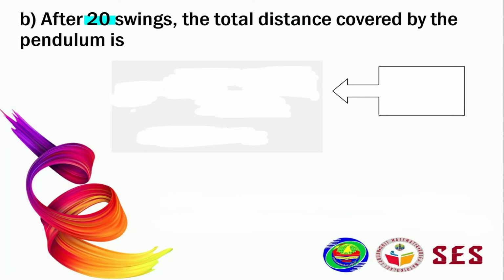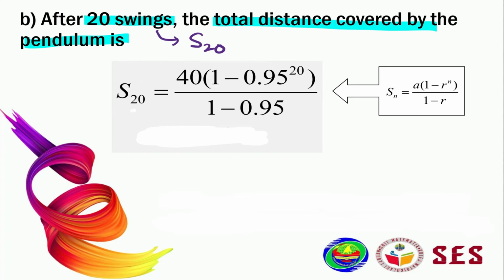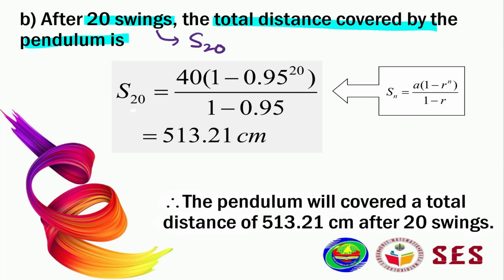For the second question, after 20 swings, the total distance covered by the pendulum is, so actually we want to know the value of S20. So we can use the formula of Sn is equal to a multiplied with 1 minus r to the power of n over 1 minus r. Then we substitute all the a, r and n. Then we will get 513.21 centimeter.